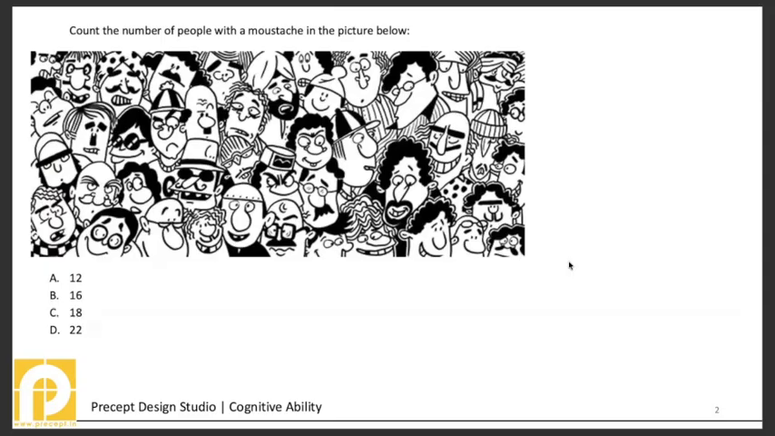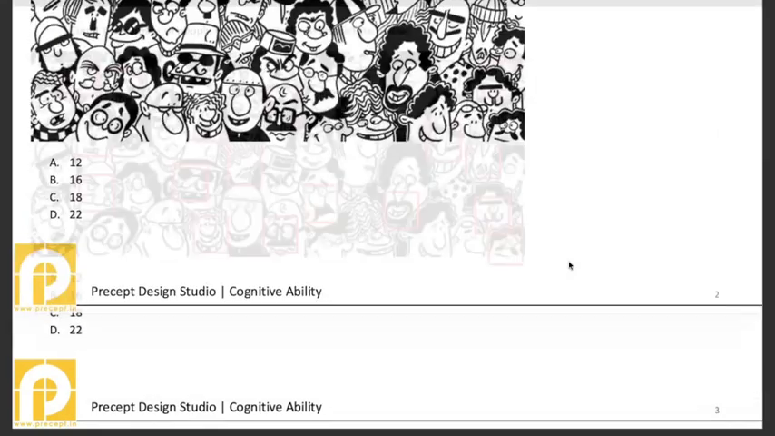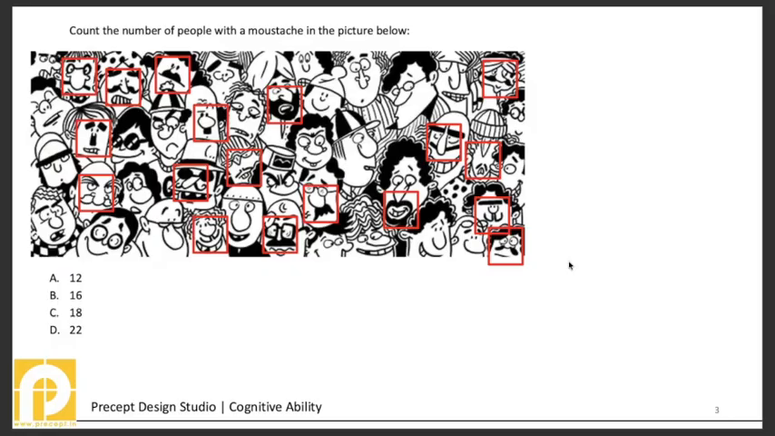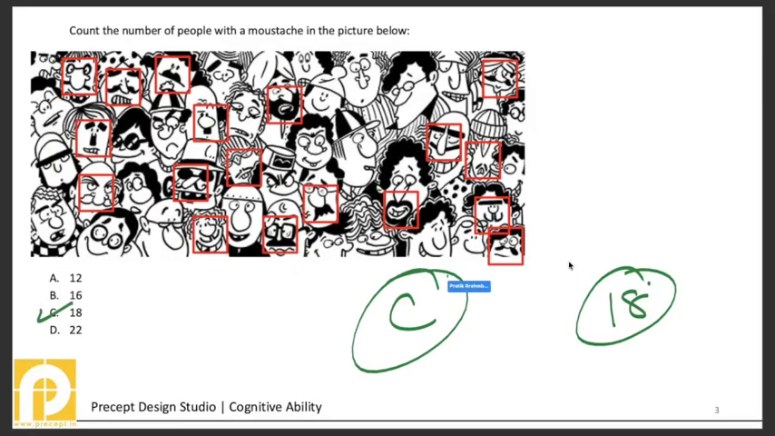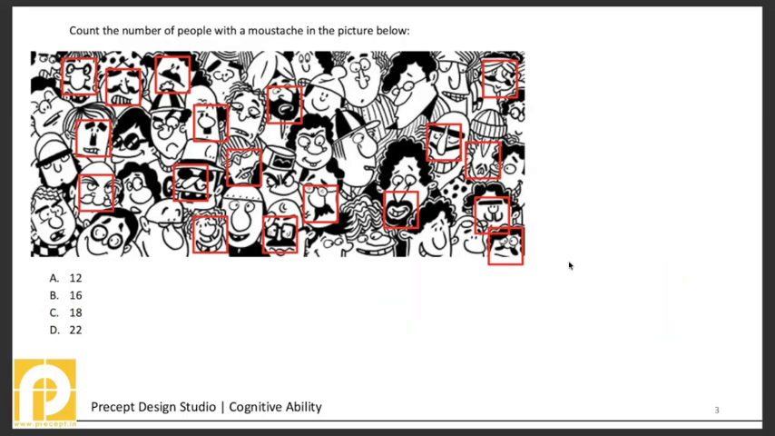The options are given: 12, 16, 18, and 22. All right. So these are all the people with mustaches. It comes to a total of 18 people with mustaches. So the correct answer is option C. Okay, we'll move to the next one.